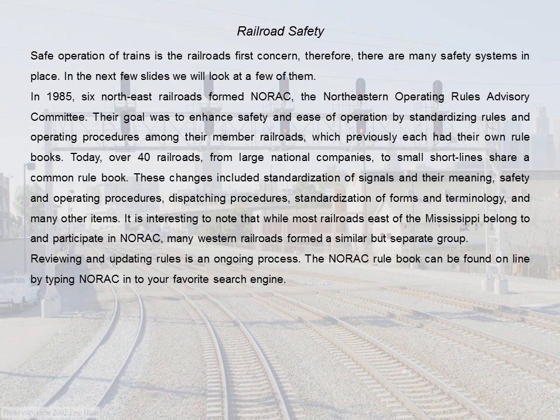These changes included standardization of signals and their meanings, safety and operating procedures, dispatching procedures, standardization of forms and terminology, and many other items. It is interesting to note that while most railroads east of the Mississippi belong to and participate in NORAC, many western railroads formed a similar but separate group. Reviewing and updating rules is an ongoing process. The NORAC rulebook can be found online by typing NORAC into your favorite search engine.